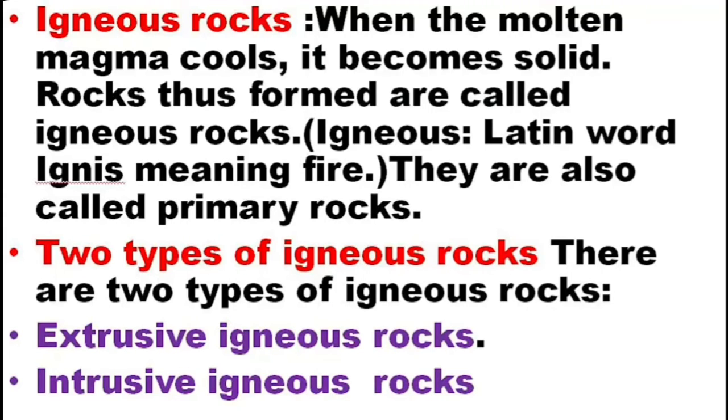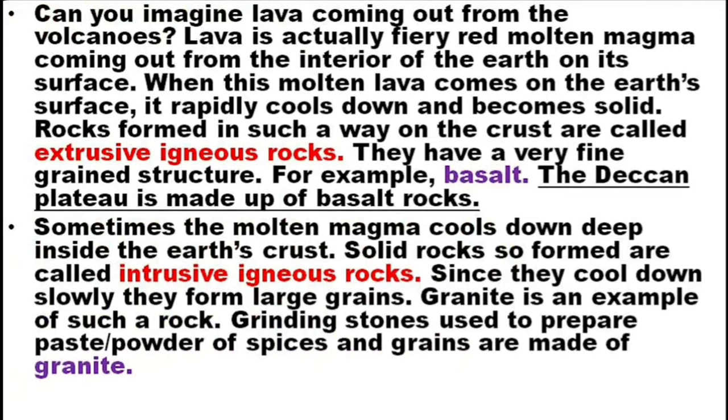There are two types of igneous rocks: extrusive igneous rocks and intrusive igneous rocks. Can you imagine lava coming out from the volcano? Lava is actually fiery red molten magma coming out from the interior of the earth onto its surface. When this molten lava comes onto the earth's surface, it rapidly cools down and becomes solid. Rocks formed in such a way on the crust are called extrusive igneous rocks.